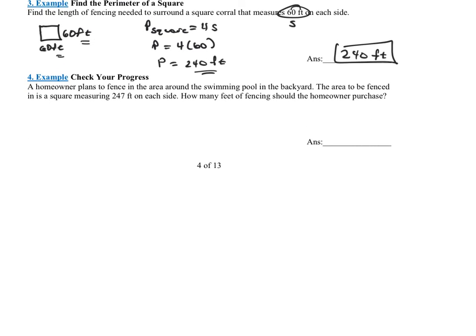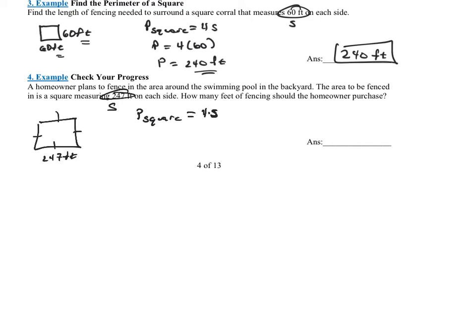Let's look at example 4. Example 4 says, a homeowner plans to fence in the area around the swimming pool in the backyard. The area to be fenced is in a square measuring 247 feet on each side. How many feet of fencing should the homeowner purchase? Okay, so we have a square, and it's 247 feet on each side. We know that every single side of this square is equal, right? We're looking for the perimeter because we want the area to be fenced. A fence is the perimeter. We know it's 4 times the length of the side, and we've identified the length of the side as 247 feet.